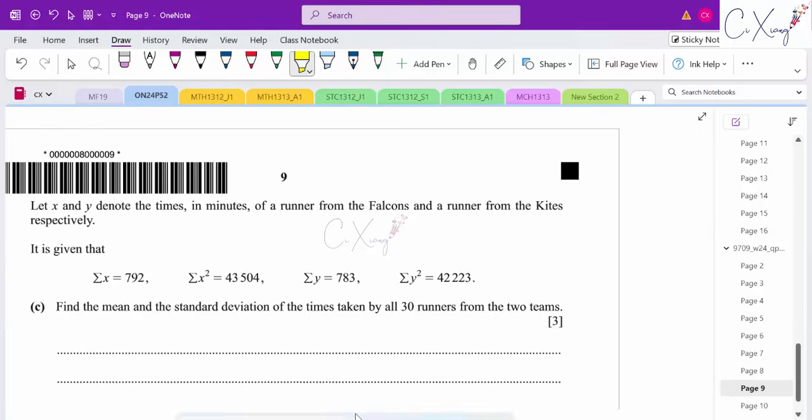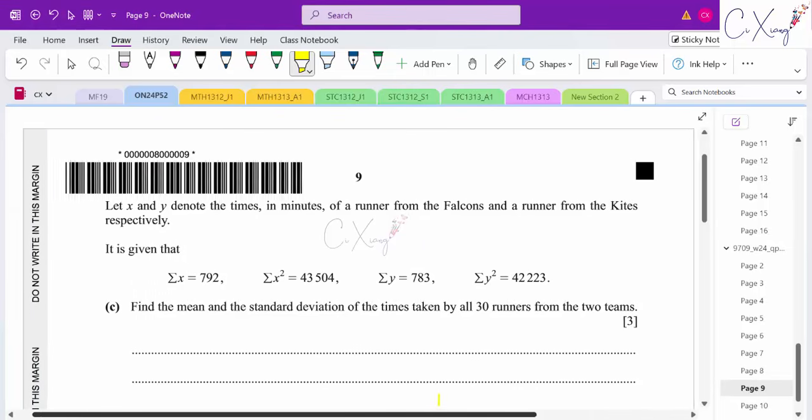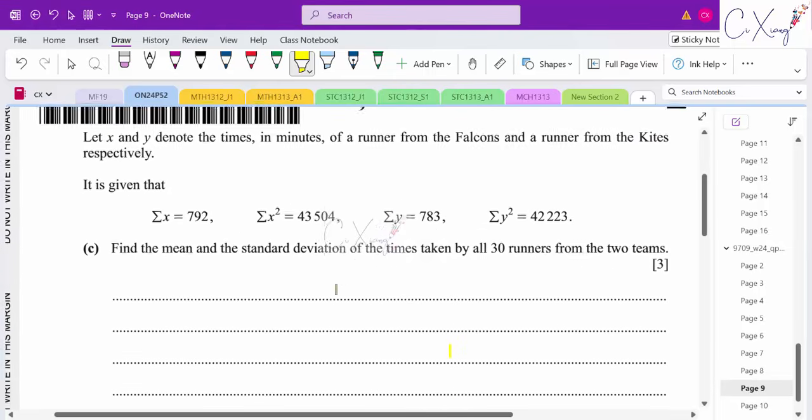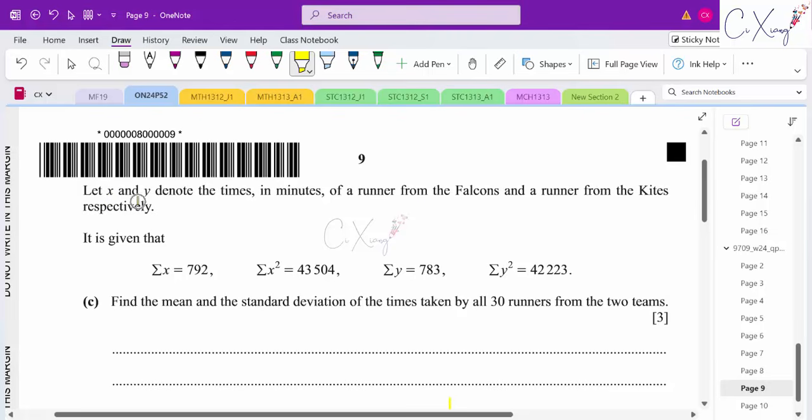For part C, they give us all the details here about the summation of the values. We have X and Y. X means the runners from Falcons, Y means the runners from Kites. Then it is given all the summations here, summation X squared, summation Y squared. Find the mean and standard deviation of the time taken by all the 30 runners. So you have all the 30 runners here from the 2 teams.